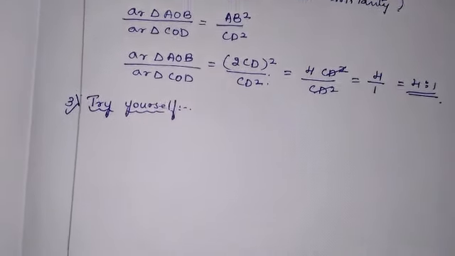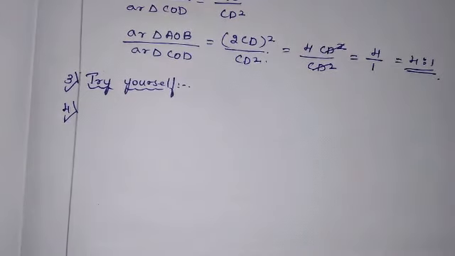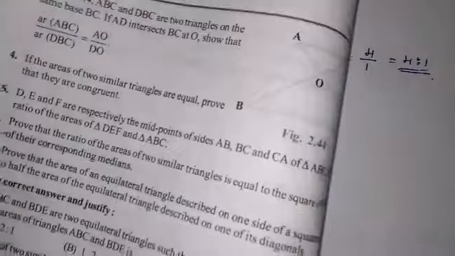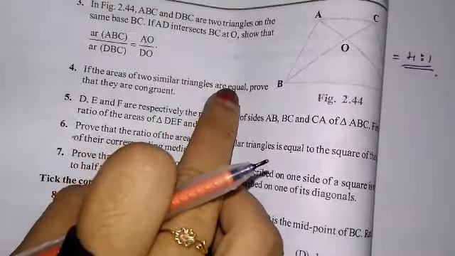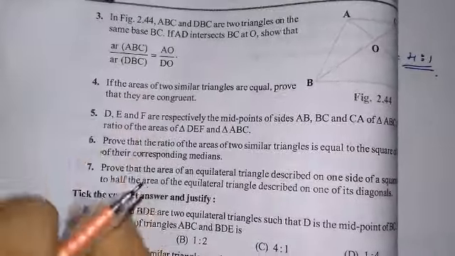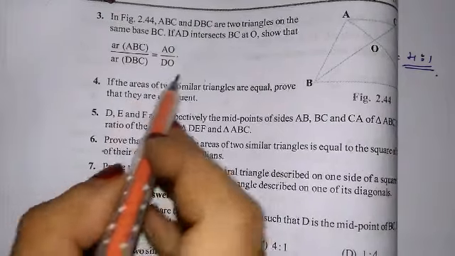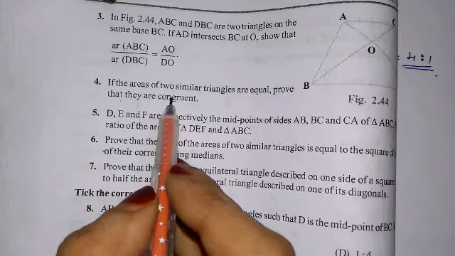Now let me do the fourth problem. What does the fourth problem say? If the areas of two similar triangles are equal, prove that they are congruent. It is also like a small theorem. If the areas of two similar triangles are equal, prove that they are congruent.